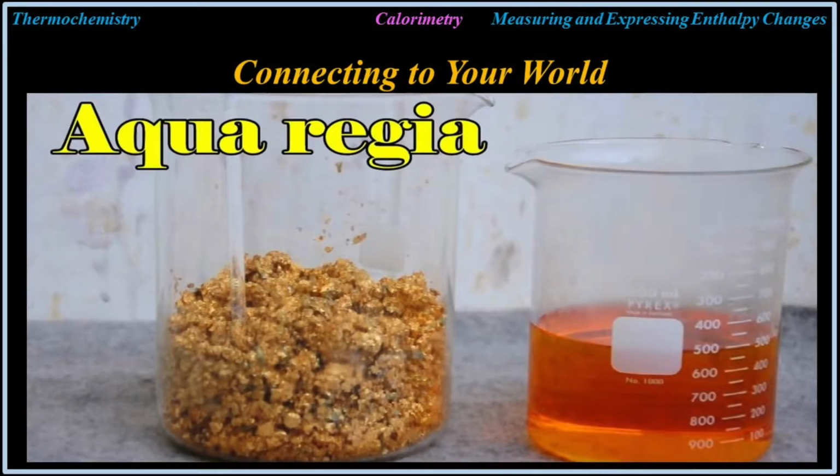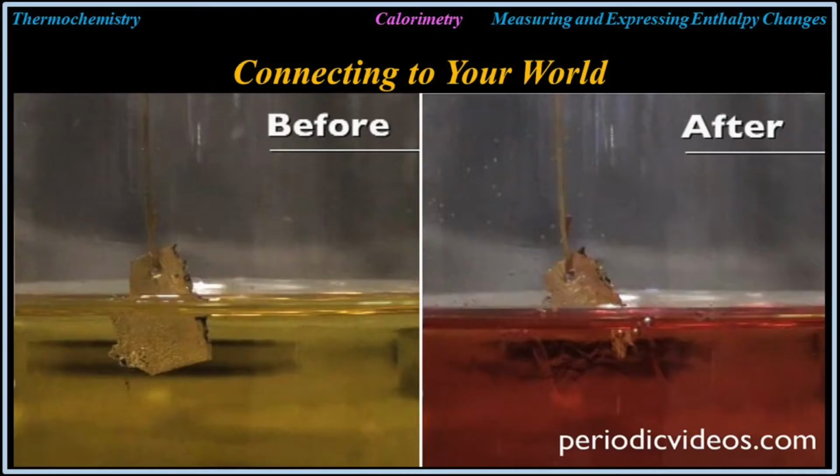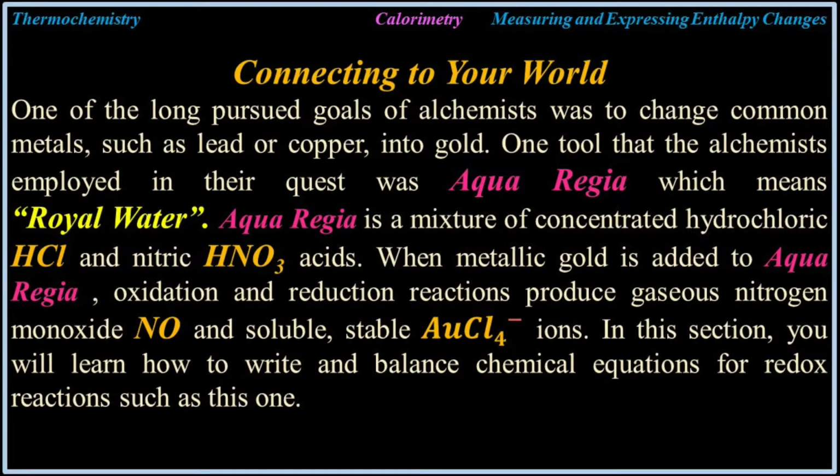Here is aqua regia. This looks like candy actually, but it's actually gold, and we're dissolving the gold in a chemical. Very weird. One of the long pursued goals of alchemists was to change common metals such as lead or copper into gold. One tool that the alchemists employed in their quest was aqua regia, which means royal water. Aqua regia is a mixture of concentrated hydrochloric and nitric acids.